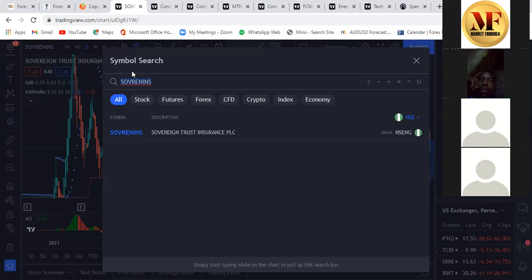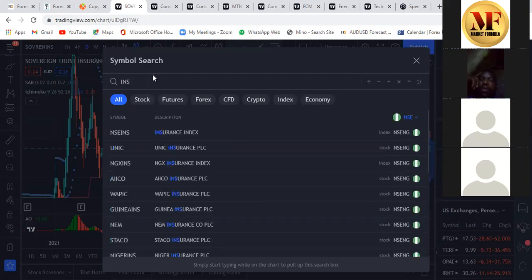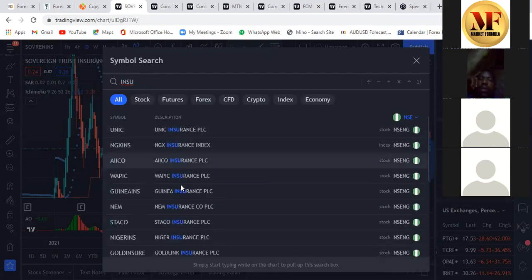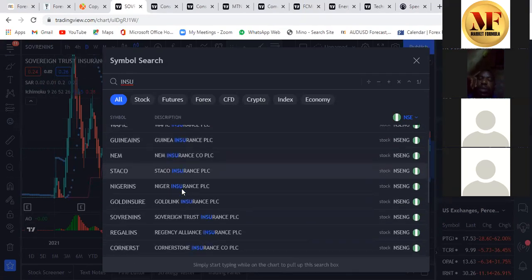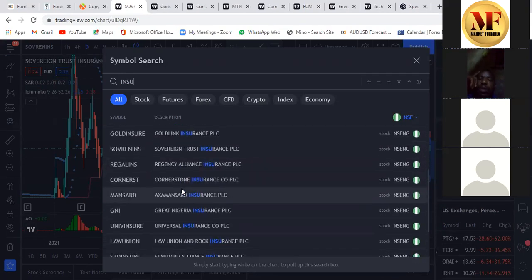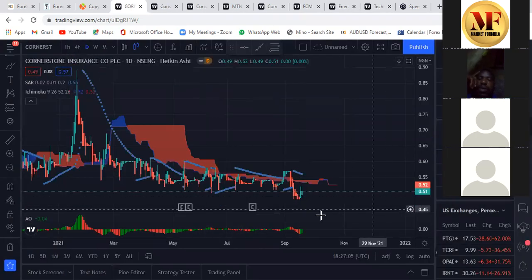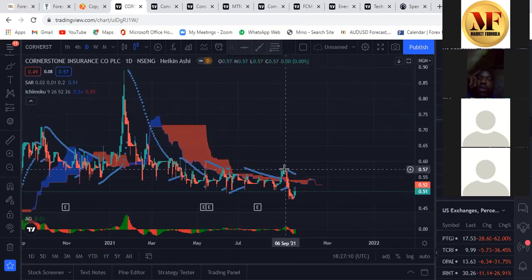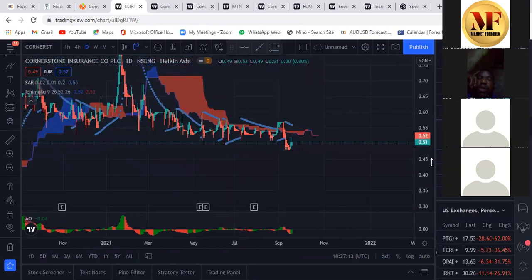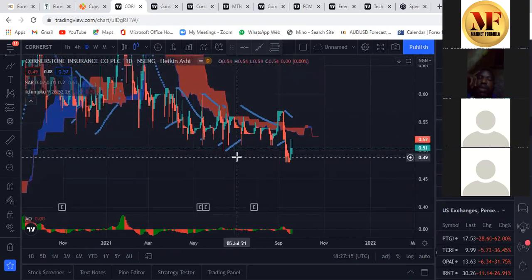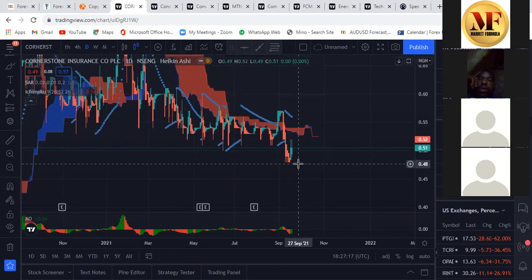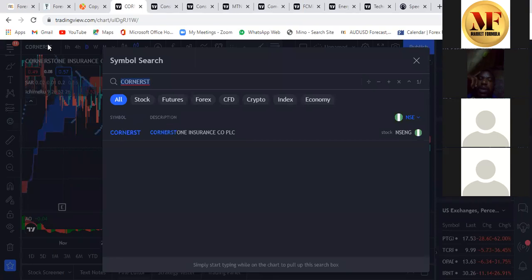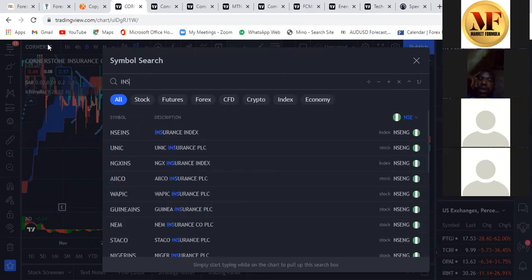So, which insurance again? That's the Guinea insurance. Let me see. Cornerstone insurance. Let me see. Cornerstone. Wow. Downtrend. But this stock, this chart doesn't look tradable. Let me look for another one. It's downtrend.